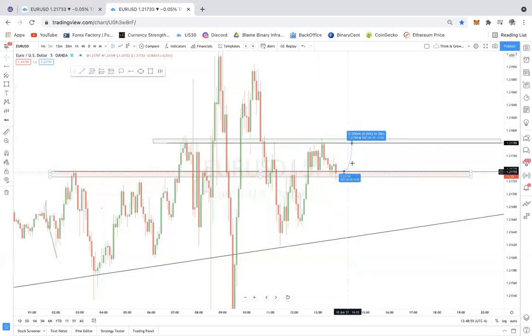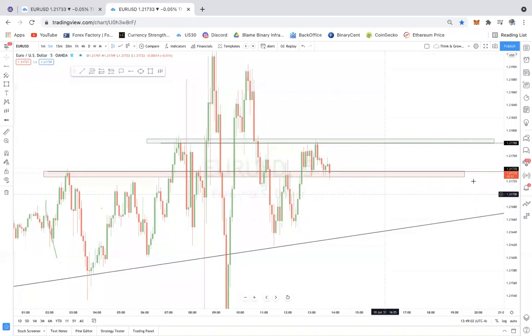All right, we could see price traveling to this zone in about 20 minutes. But we should see over here, we got literally 50 seconds left. 50 seconds left in the candle.